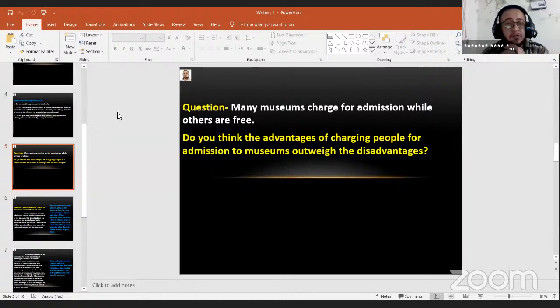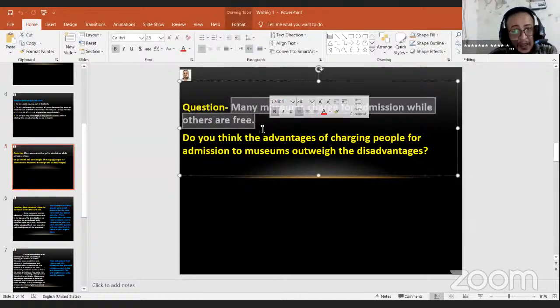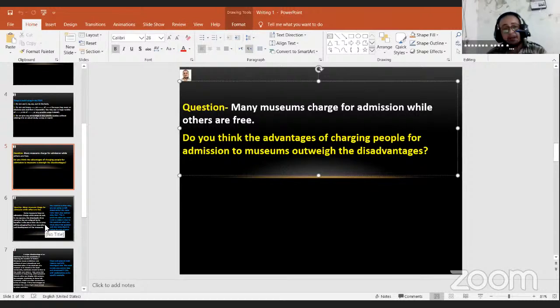If you have this statement, many museums charge for admission while others are free, then you've got this question: do you think the advantages of charging people for admission to museums outweigh the disadvantages? Outweigh here means, for example, cover or overshadow. The first thing you will do is paraphrase the statement. What's the meaning of paraphrase? Paraphrase means rewriting the statement in other words, but giving the same precise meaning. Let's come here.